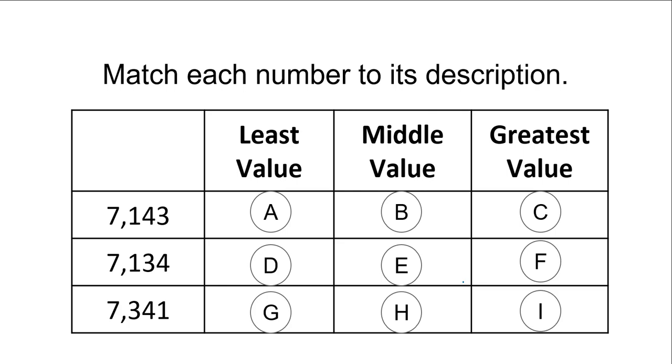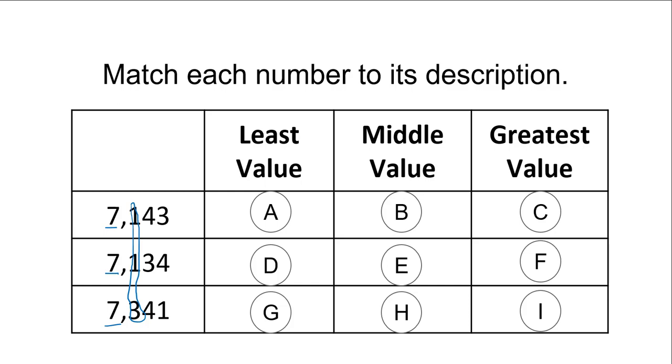Match each number to its description. So which one has the least value, the middle value, and the greatest value? In other words, we're ordering from least to greatest, or greatest to least, it doesn't matter. Just which one's the least, which one's the middle, and which one's the greatest. Well, again, looking at the digits in the thousands place, they're all the same. Then we look at the digits in the hundreds place, and that's where we see the differences, right?